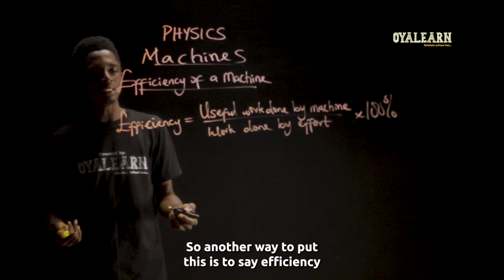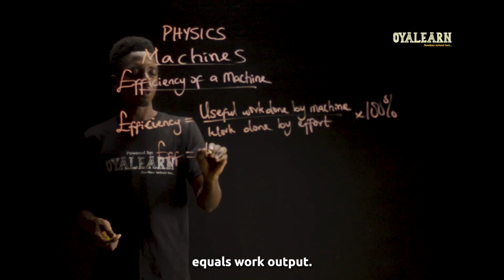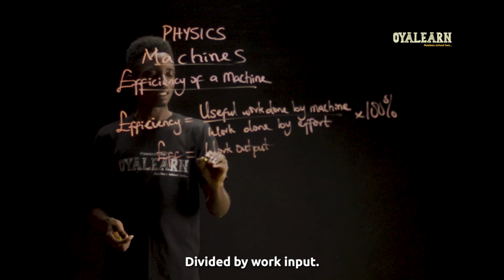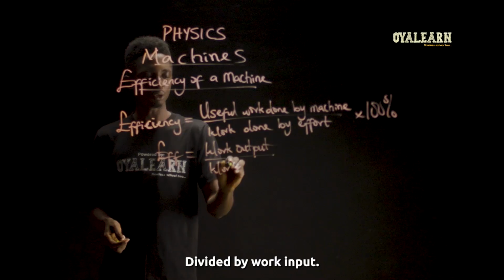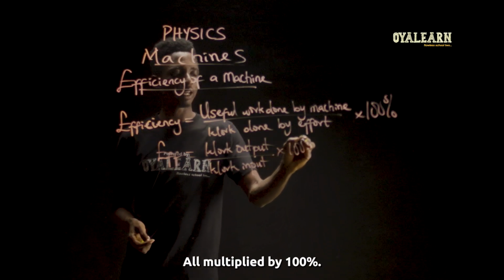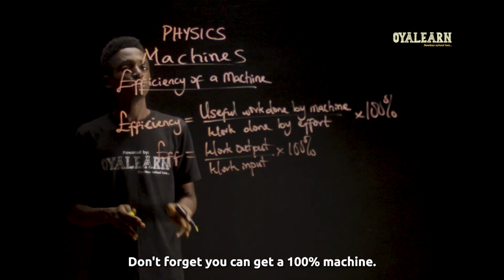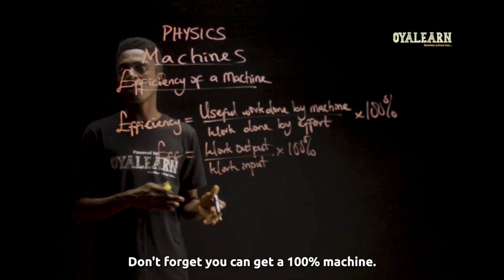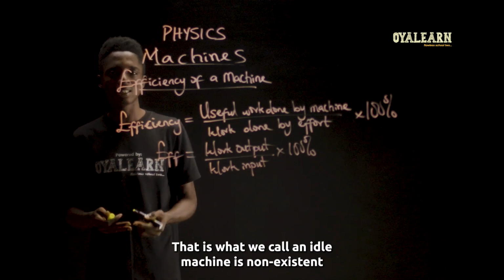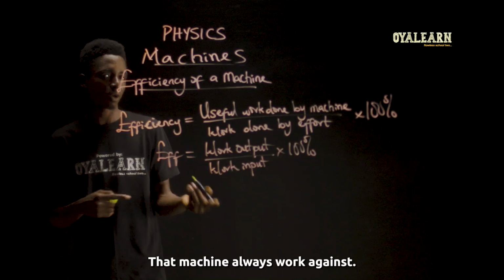Another way to put this is to say efficiency equals work output divided by work input, multiplied by 100%. So calculating efficiency is done in percentage. Don't forget, you can't get a 100% machine. That is what we call an ideal machine. It's non-existent because of friction, amongst other factors that machines always work against.